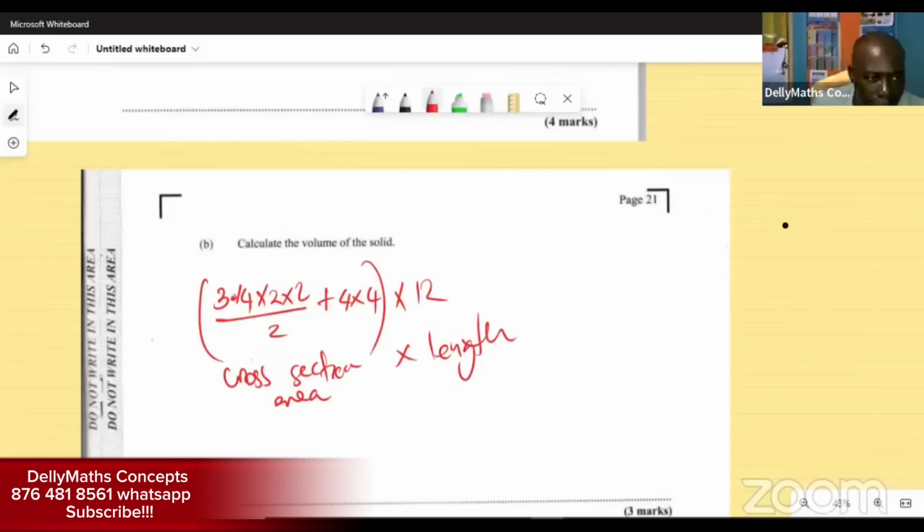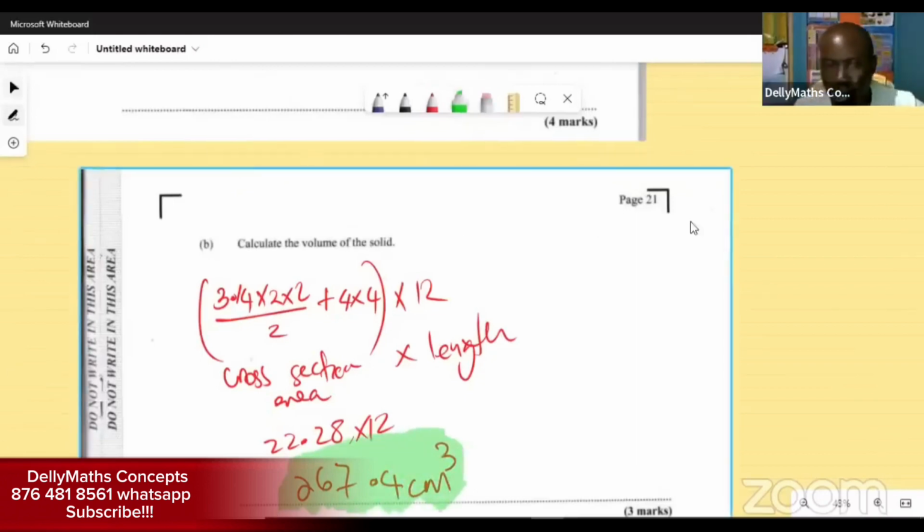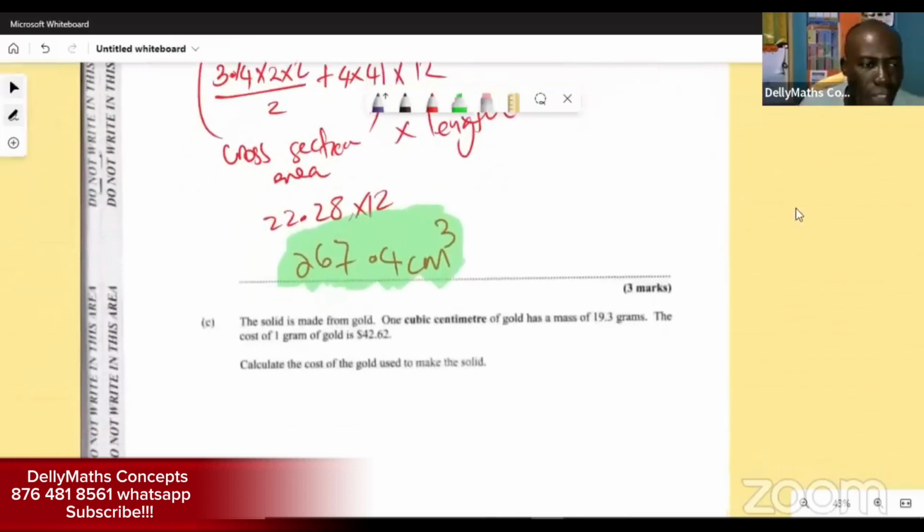So let's go again. Putting this on our machine and working this out, I will get 22.28 times 12, which will give me 267.4 cm³. There you go. Doesn't get harder than that. Same concepts that you have been doing. You have to just put it together. So there it is. That's the volume.